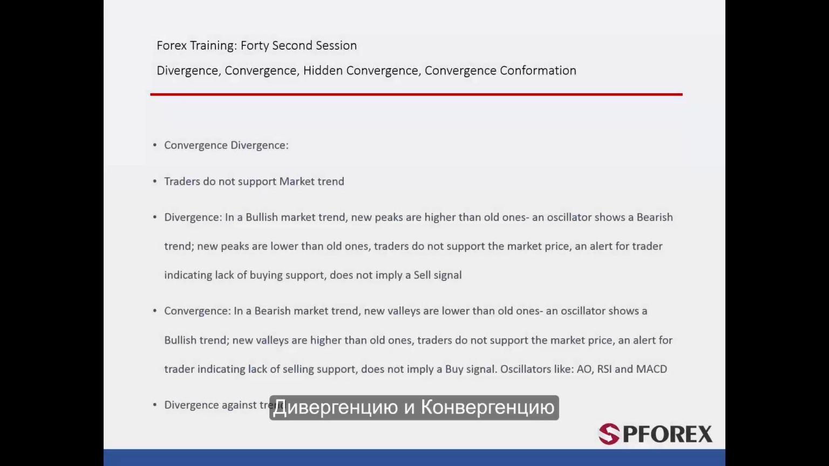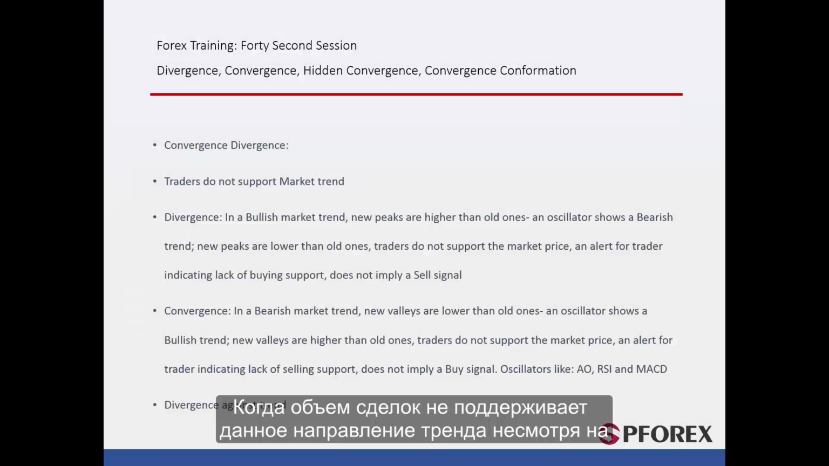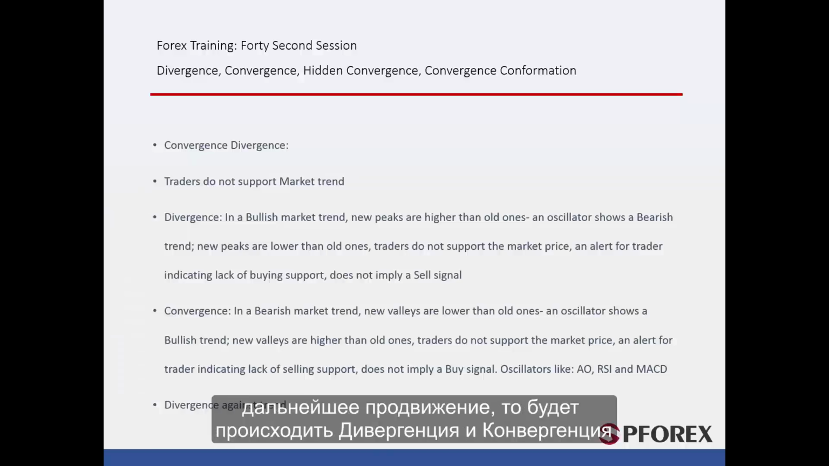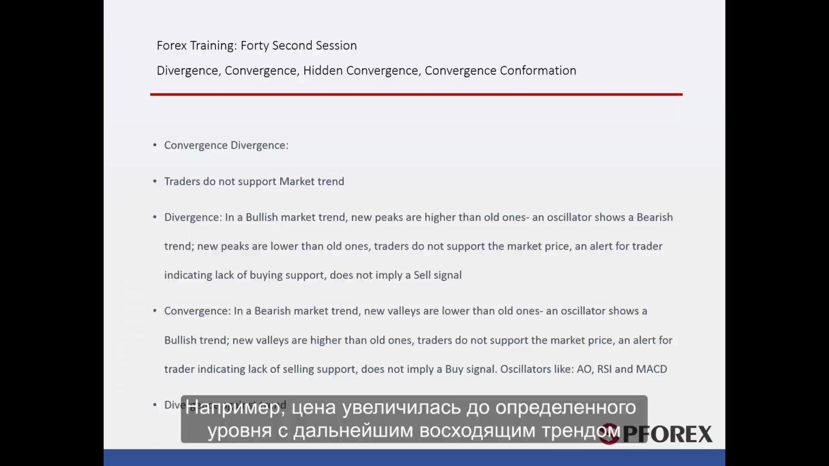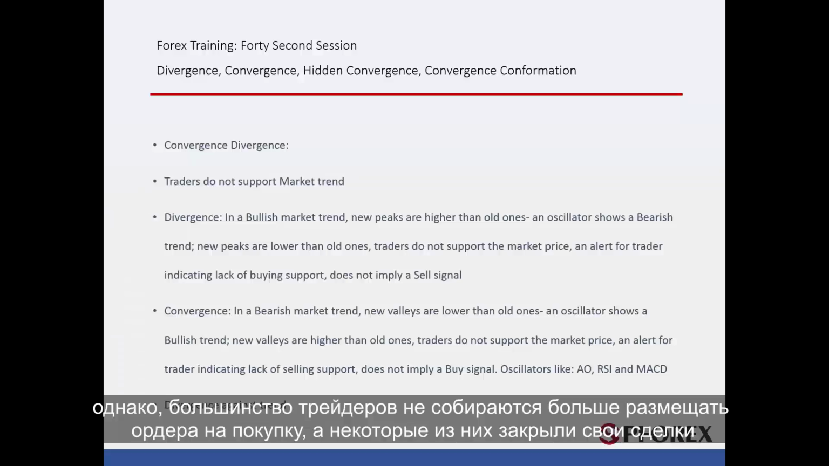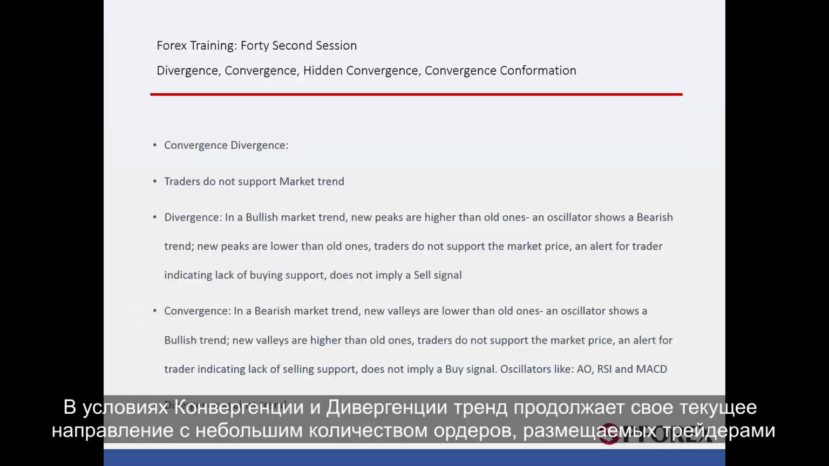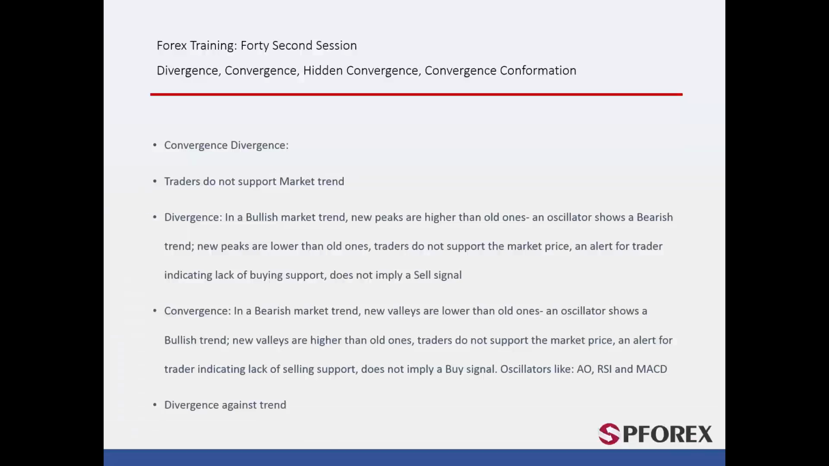Divergence and convergence. When transaction volume does not support a given trend direction, despite further advance, then divergence or convergence will occur. For instance, price has increased to a certain level, with further upward direction. However, most of the traders did not have a tendency to place a buy order anymore, and some of them closed their orders. In convergence and divergence conditions, the trend continues its current direction with few orders placed by traders.